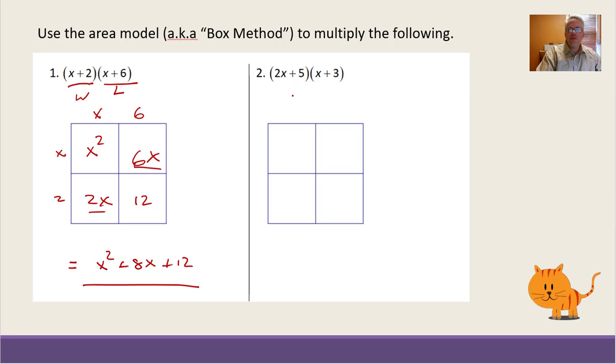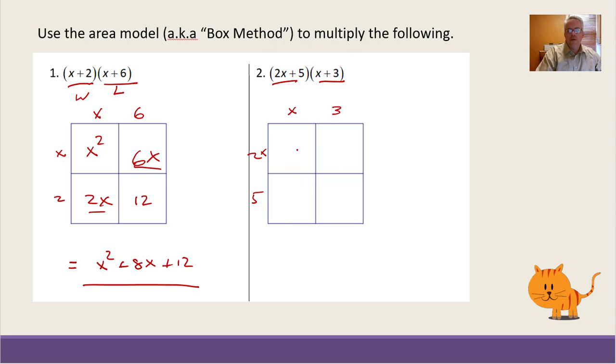All right, let's try this one. So we have a binomial times a binomial. So we're going to use a 2 by 2 box for this because each part has two pieces. The width has 2x and a 5. The length has an x and a 3. That's how we set it up. Okay, so this is one expression for the area of this rectangle.